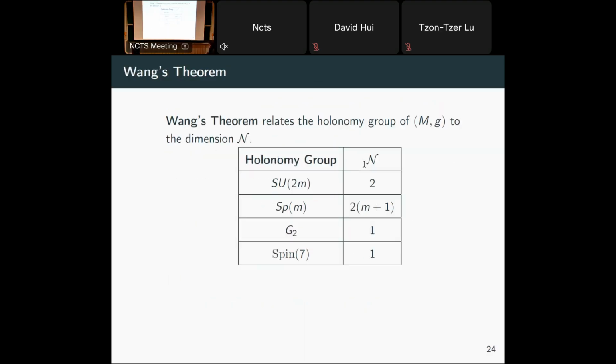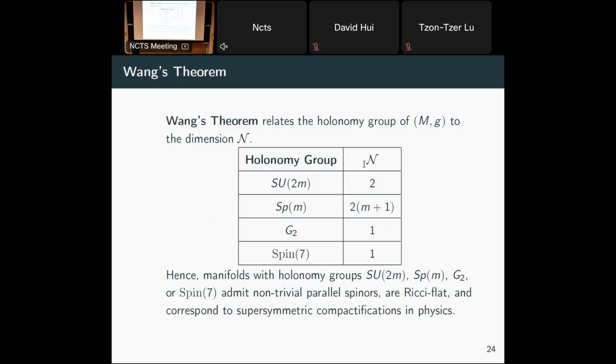Then there's this very famous theorem which calculates exactly the dimension corresponding to your holonomy groups. I told you that if a manifold has these holonomy groups, Calabi-Yau, G2, Spin(7), hyperkähler, then it's Ricci flat, and so these numbers are the dimensions of the parallel spinors, and that's directly related to supersymmetry.